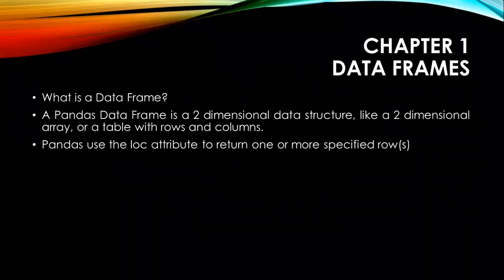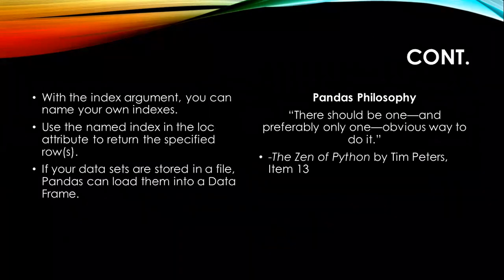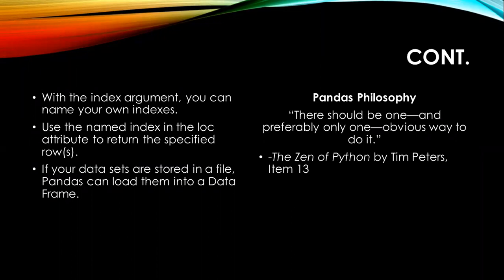In chapter 1, there is data frames. What is a data frame? A pandas data frame is a two-dimensional data structure, like a two-dimensional array or a table with rows and columns. Pandas uses the loc attribute to return one or more specified rows. With the index argument, you can name your own indexes. Use the name index in the loc attribute to return the specified rows.